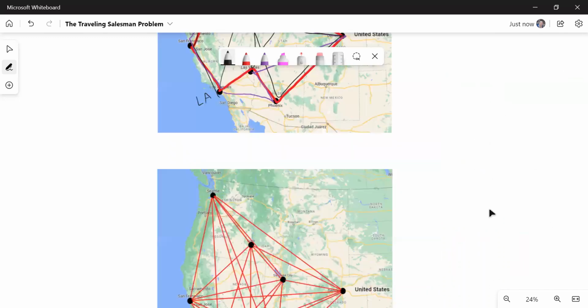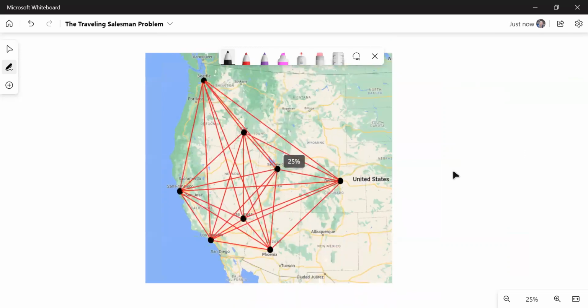Well, what happens is mathematically, here are all the possible connections. Wow, that's every city connected to every city. And you could travel down those edges and travel to every city and make a Hamiltonian circuit. And the question would be, which one is the cheapest?